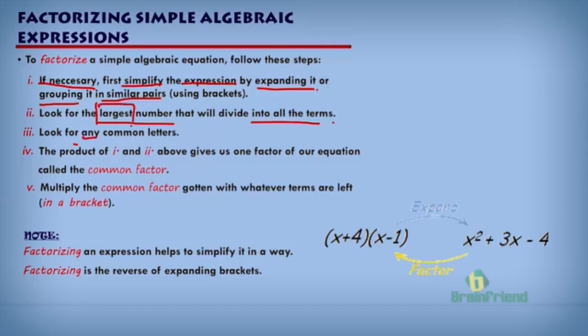Next, we also look for any common letters. We know that algebraic expressions are made up of numbers and letters, so we look for the letters that are common to all the terms within the expression. Now we multiply our largest number by that letter, and that gives us a common factor. So we have one common factor. Now, after we have taken out the common factor, whatever is left over is again multiplied together with our common factor, and that gives us the result of our factorization.